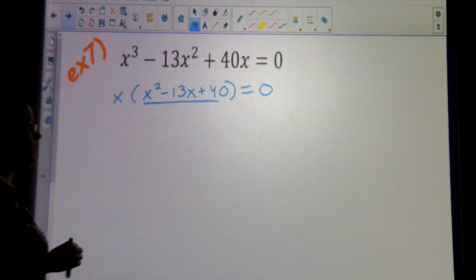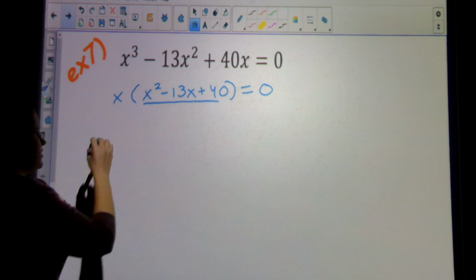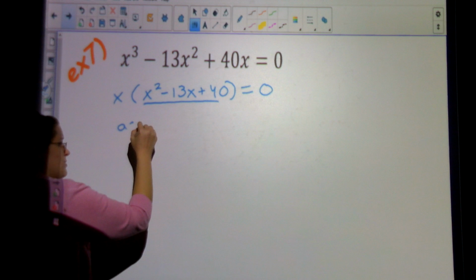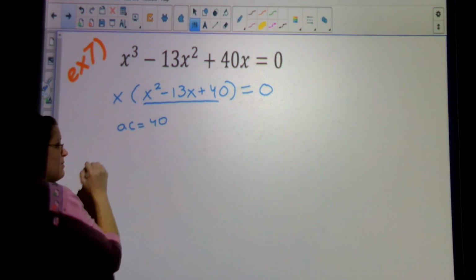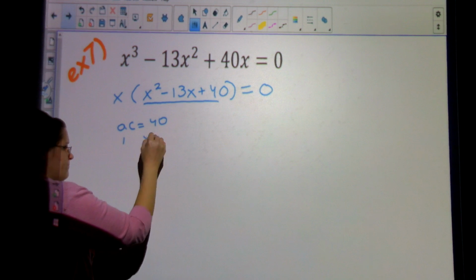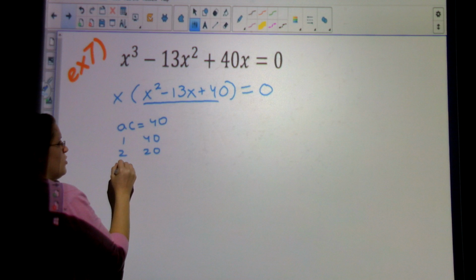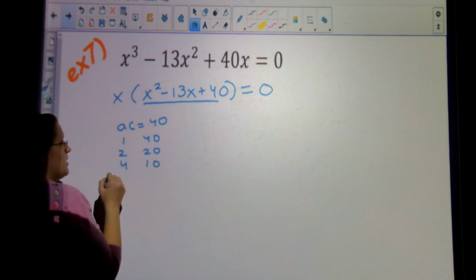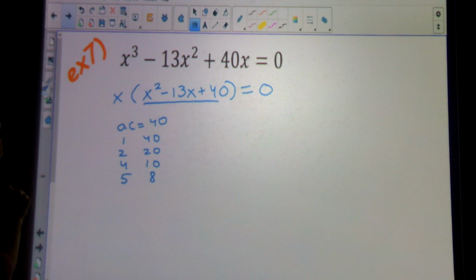Now we're just going to work on factoring this. The x does not go away. We're going to keep carrying it along. When we're done, we're going to bring it back in. I'm just going to work on factoring that. So a times c, 1 times 40. So let's list the things that multiply to 40. 1 and 40. 2 and 20. 3 doesn't go into it, 4 and 10, 5 and 8, and that's it.